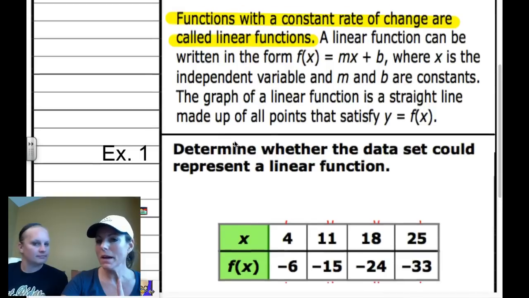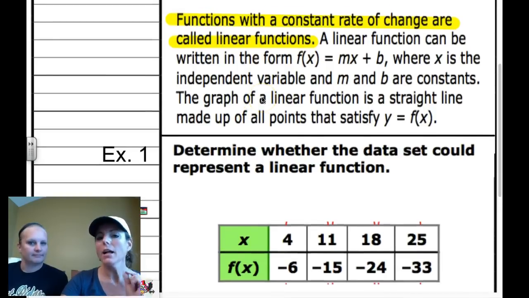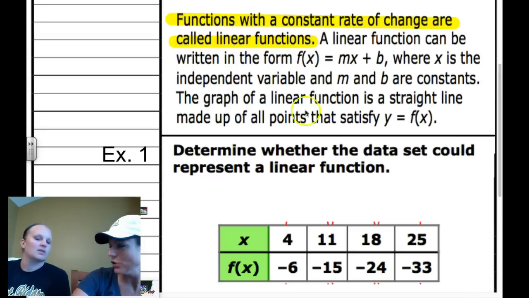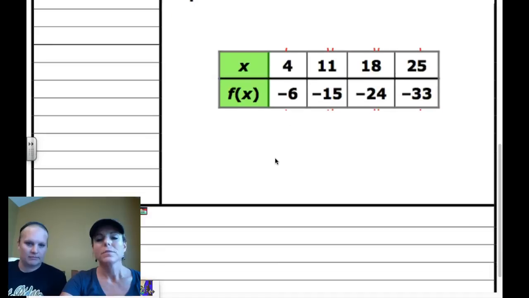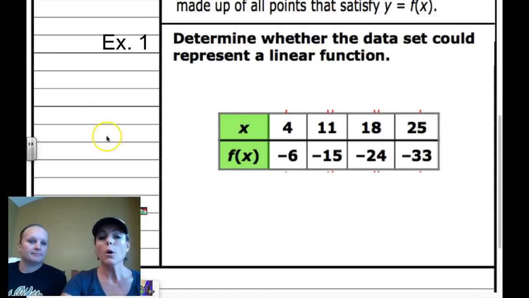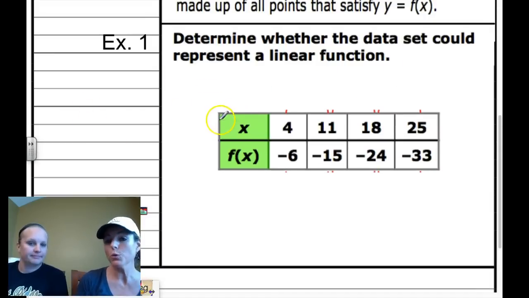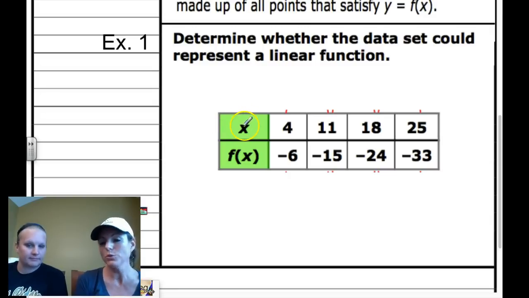So again, let's go back to what Ms. Boyd just said. A linear function means you're going to have a constant rate of change, so the same number between your two numbers. When we're given a table, we're going to look to see how our x values are changing. Okay, let's draw a little arrow.